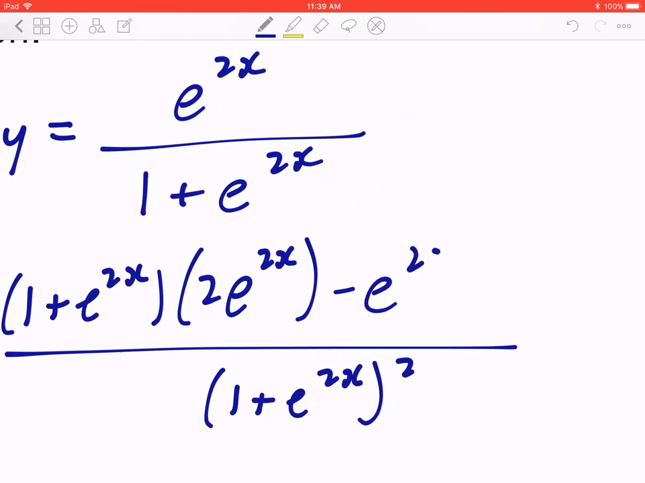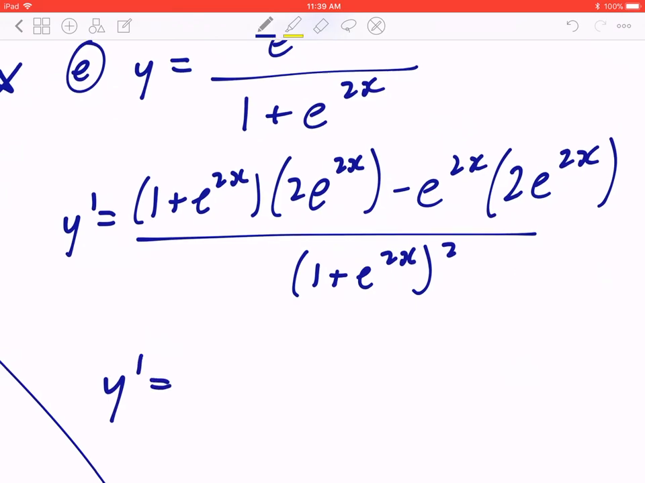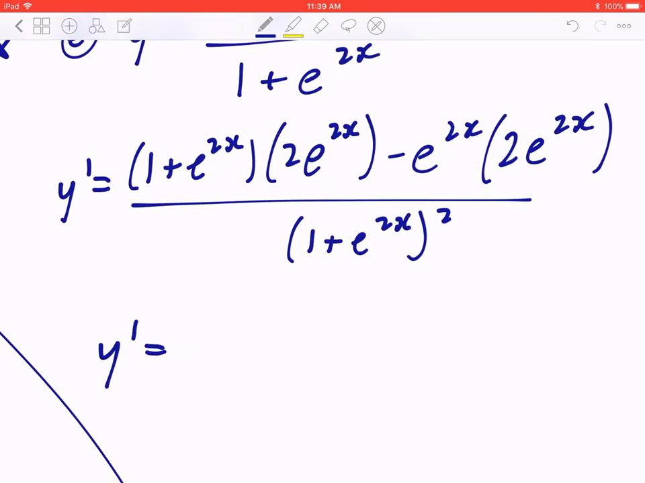Minus, I copy the top, e to the power of 2x, times the derivative of the bottom, which will be 2 times e to the power of 2x. So I hope you've tried it and you're connecting this with the answer at hand. Again, if you expand this, let's draw some arrows.